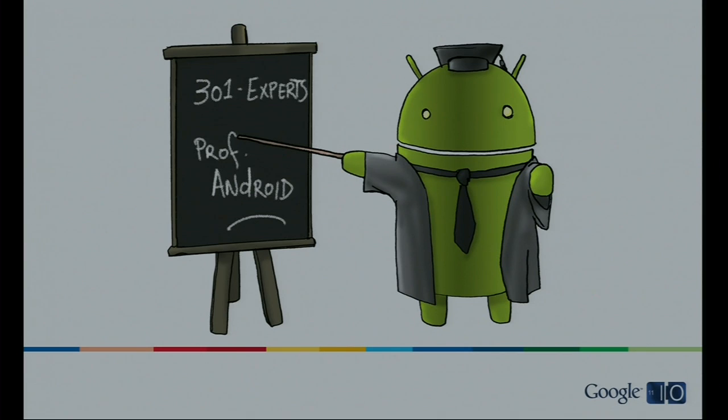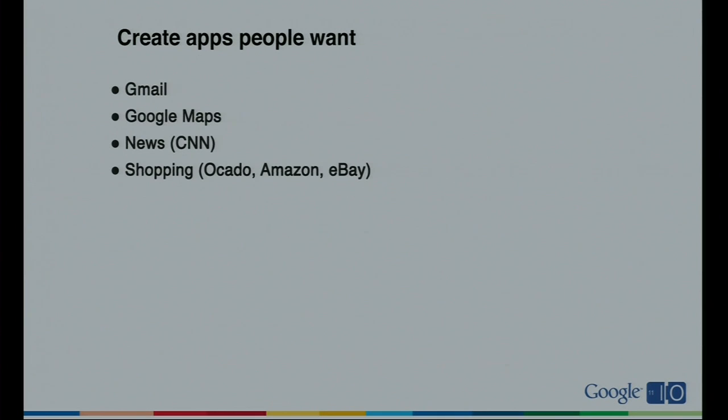So, how do you build the best app in the room? Well, in some ways it's actually really simple. You build an app that people want. Things like email, news, maps, these sorts of apps, people have been trying to get this information onto their phones since long before phones had internet connections.